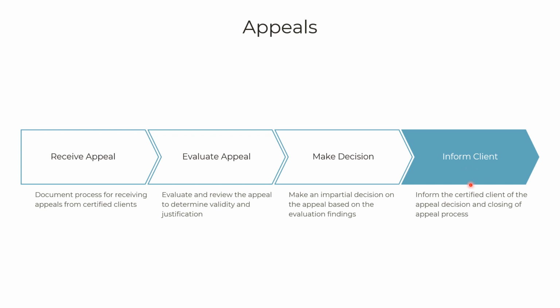The certified client is notified of the appeal decision and the closing of the appeal process. Communication should be clear and provide an explanation of the decision and any next steps if the appeal is upheld. Throughout this process, it's critical that the principles of fairness and impartiality are upheld to maintain the integrity of the certification process and ensure that all parties have confidence in the outcomes.